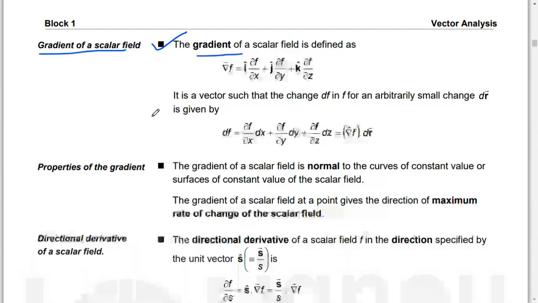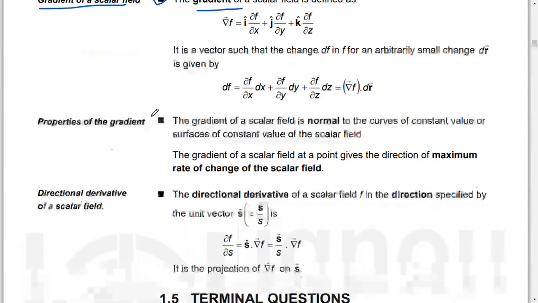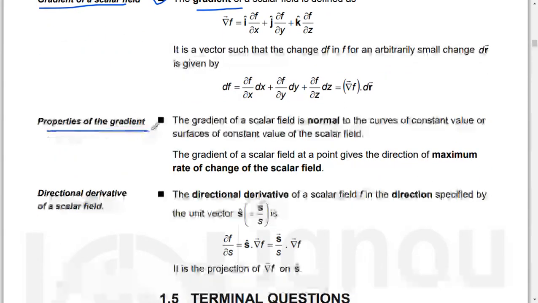It is a vector such that the change df in f for an arbitrarily small change dr is given by df equal to df by dx dx plus df by dy dy plus df by dz dz, equal to del f dot dr. Properties of gradient: the gradient of a scalar field is normal to the curves of constant value or surfaces of constant value of the scalar field. The gradient of a scalar field at a point gives the direction of maximum rate of change of the scalar field.